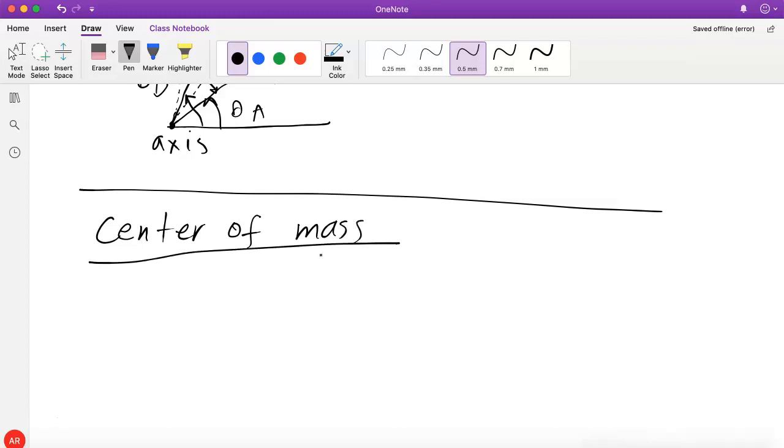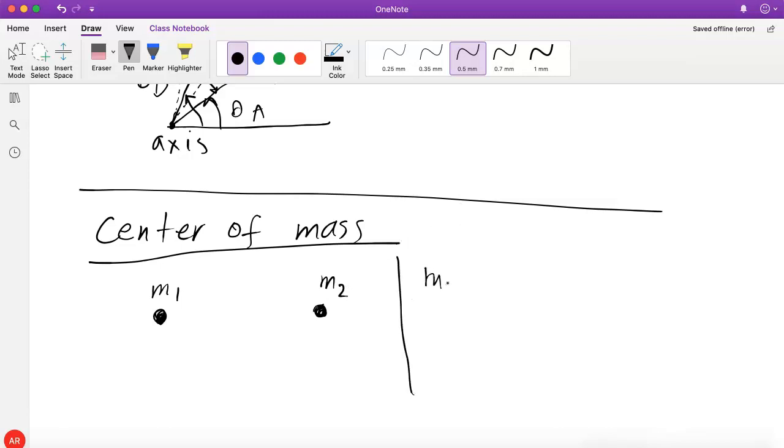So we want to build some intuition about this. Suppose you have one particle of mass m1 and another particle of mass m2. All right, so let's consider a couple of cases.